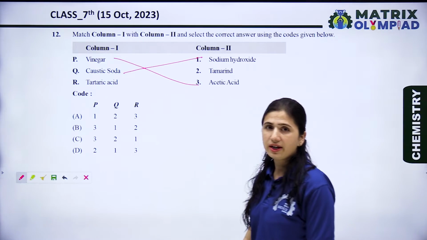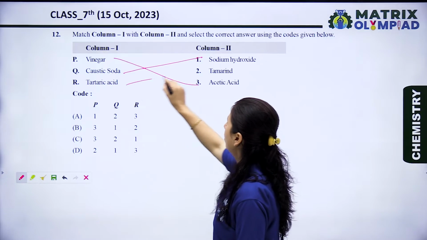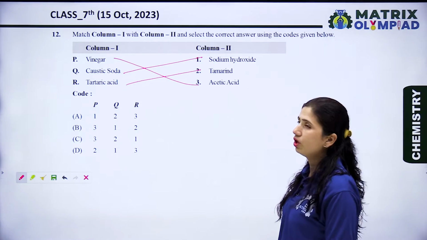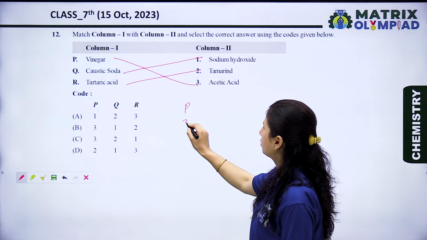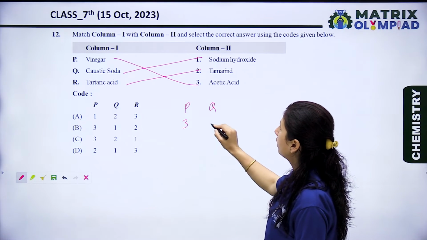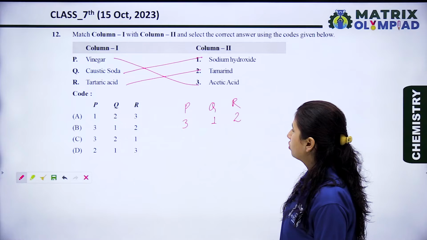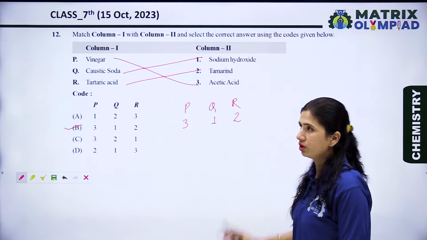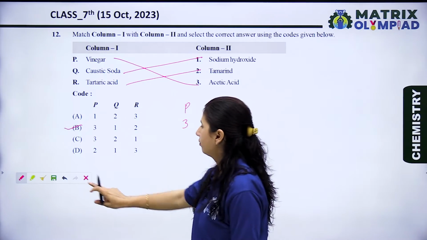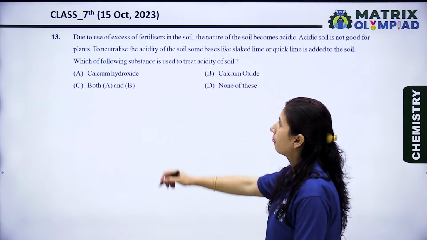And tartaric acid is present in the tamarind. So R is attached with the second option. P goes with the third option, Q with first, and R with second. So 3, 1, 2. Option B is the right option. Now let's see the next question.